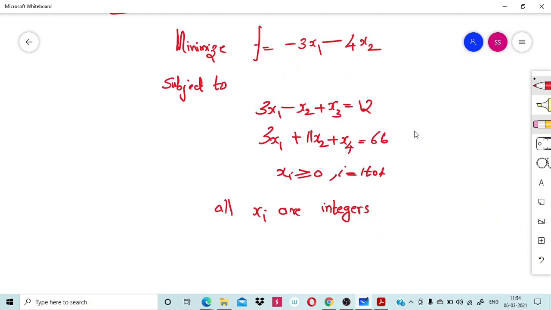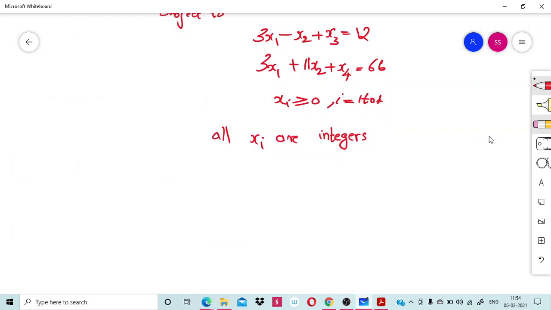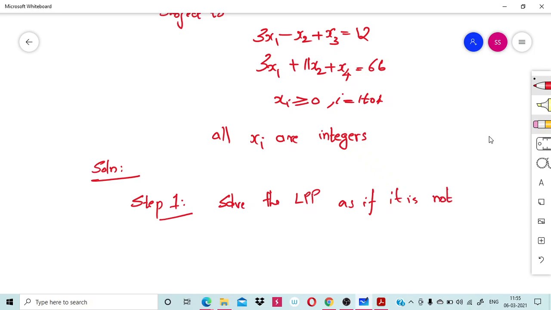So our solution, step 1, like we have discussed: solve the LPP as if it is not a linear integer programming problem.